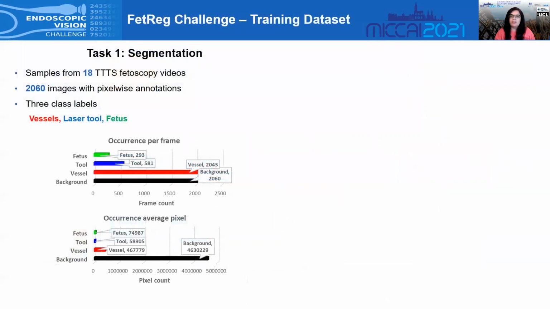Now let's go through the training data set that we released. For the segmentation task, we released 2,060 images with pixel-wise annotations from 18 fetoscopic videos. These images were labeled for vessel, laser tool, and fetus classes. Here you can see the bar plot showing the occurrences of each class per frame, and also the average number of pixels present per class per frame. From these plots, what we can observe is that the data set is highly imbalanced in terms of the three classes that we are interested in.